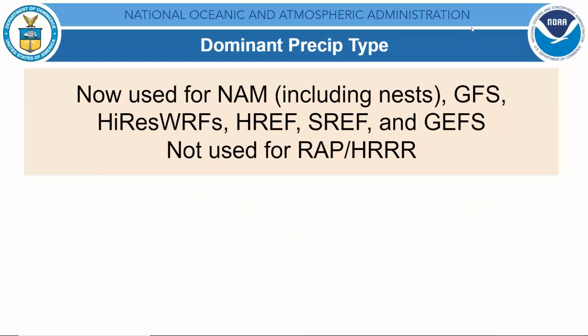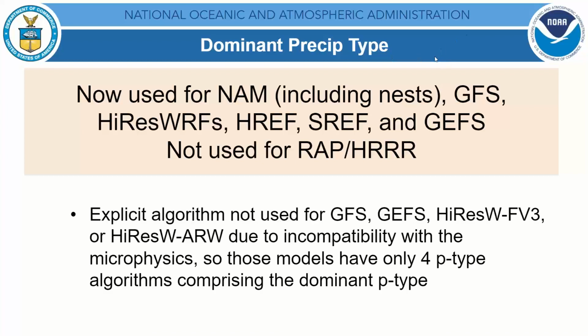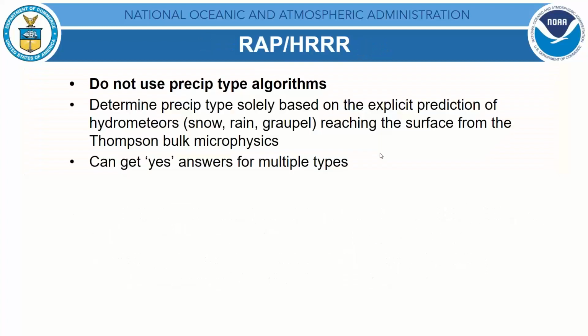So today it's used for a lot of the models, the NAM, including the higher resolution, what are called nests. It's used for the GFS, the high-res WRF model, and all the ensemble systems, but it's not used for the RAP, the rapid refresh, or the high-resolution rapid refresh. Those use what's called an explicit algorithm, which I'll talk about next. It's not used for these other models because there's incompatibility with the microphysics. So those models only have 4 algorithms comprising the dominant precipitation type as opposed to 5.